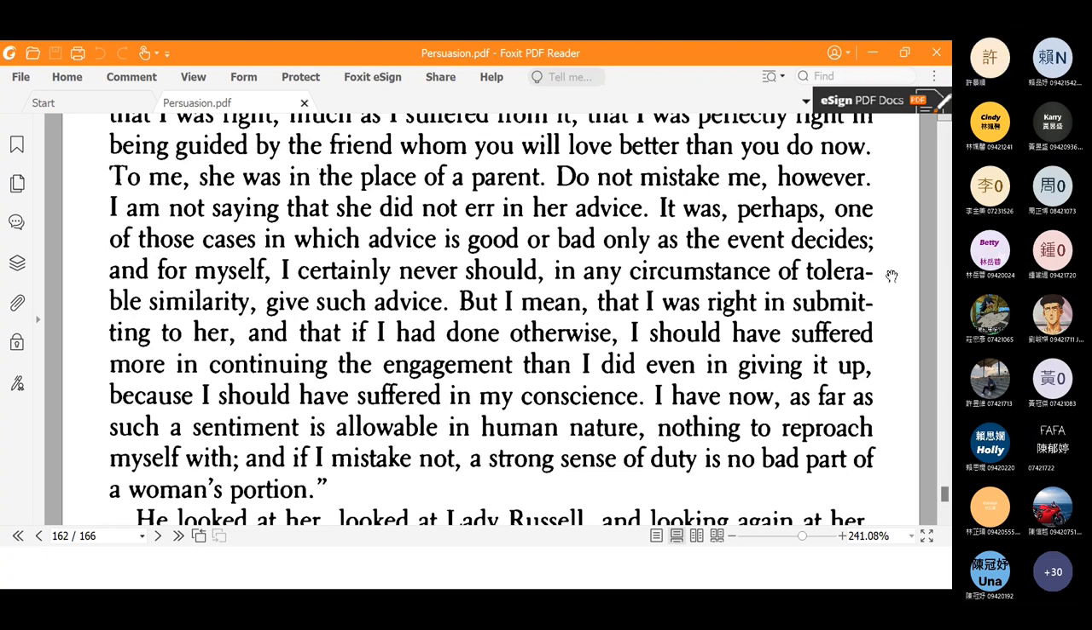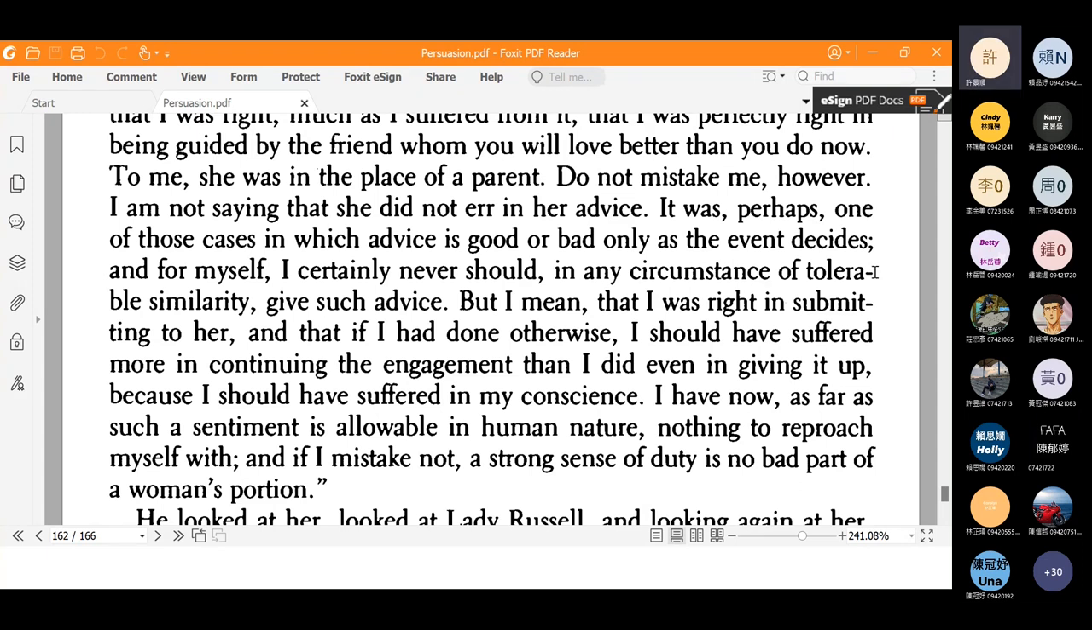But because Lady Russell did give her advice, Anne had to follow basically her parent. So in the end, Anne thinks that she did the right thing. And if she had ignored Lady Russell, she may have married the man that she loves, but she would suffer because she did not follow Lady Russell's advice.